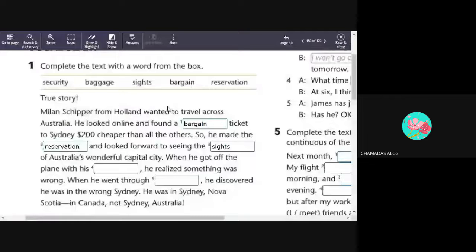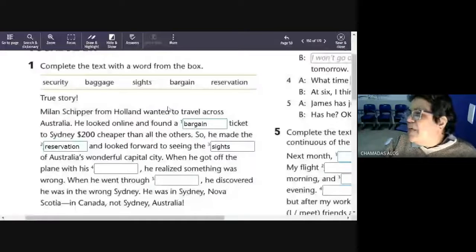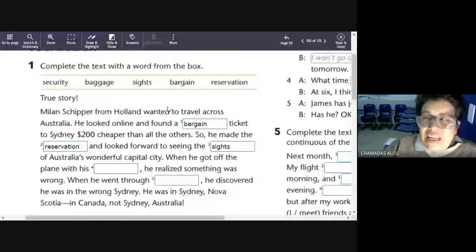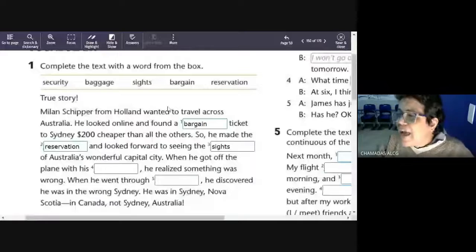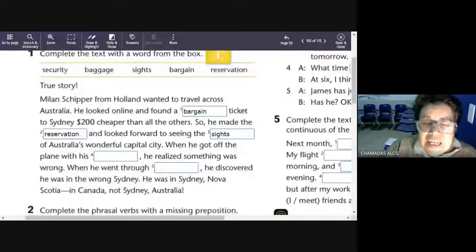All right, so this is the meaning of this expression. You go sightseeing when you visit the important places in a city, okay? So we are doing, Kalani, page 150, unit 4, review, okay? We are actually redoing because this has already been done. We're just reviewing, okay?